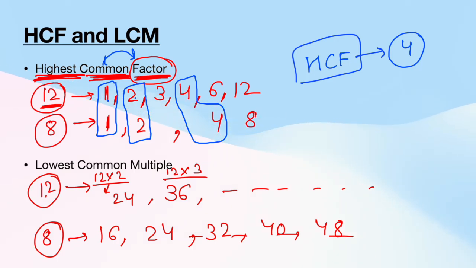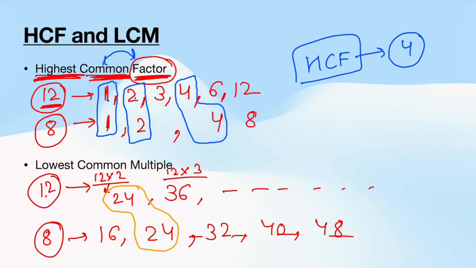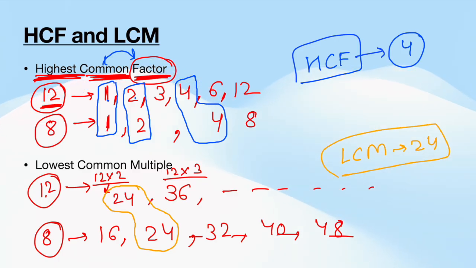So we have to find the lowest common multiple. What is common in these two, and should be the lowest? 24, right? So 24 will be the LCM. Hope it is clear. In HCF, we have to find that number which can divide them and should be the highest. In LCM, we have to find that number which is a multiple of these numbers, and that should be the lowest.